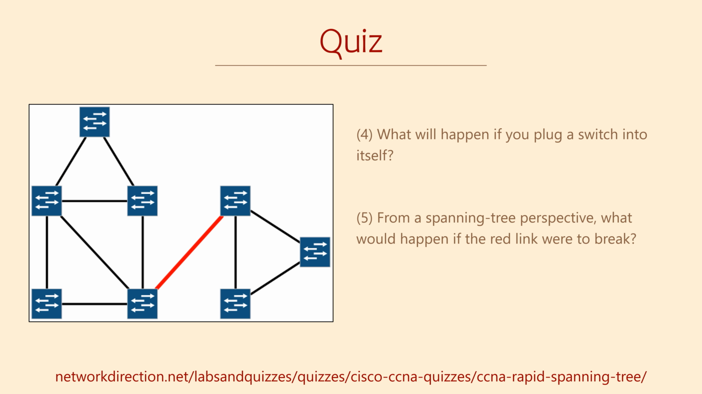So have a look at this topology. Can you figure out what would happen, from a spanning tree point of view, if the red link were to break?